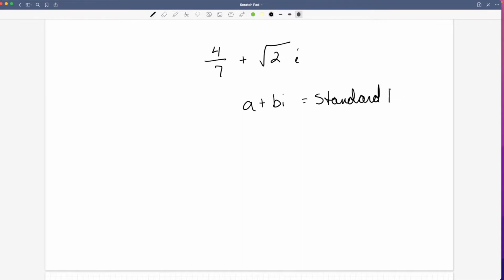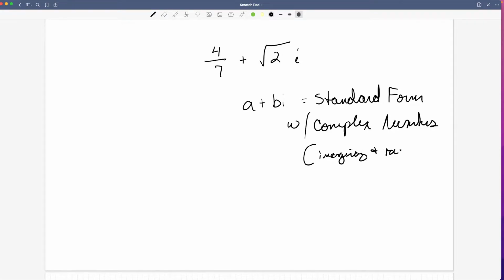And we use this form with complex numbers, which includes imaginary numbers and radicals. And that's radicals that we can't solve, right? So the square root of 2, square root of 3. Those are radicals we can't solve. We get crazy decimals if we do that. So this is what we would write for that. And we say that a and b can be any real number.